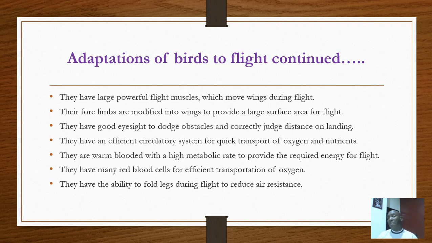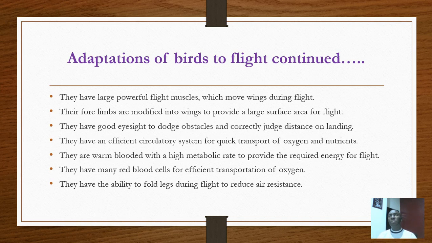The birds have good eyesight. They can see very well. A bird can be up flying, but it will be able to see at a distance and even dodge obstacles. Rarely can you find a bird knocking a building, because they have very good eyesight. Then they have an efficient circulatory system. Circulatory has to do with the transport of gases. Remember, gases are transported within the body of an organism from one place to another, commonly within blood. So they have quick transport of oxygen and nutrients for respiration to take place, generating energy needed for flight.